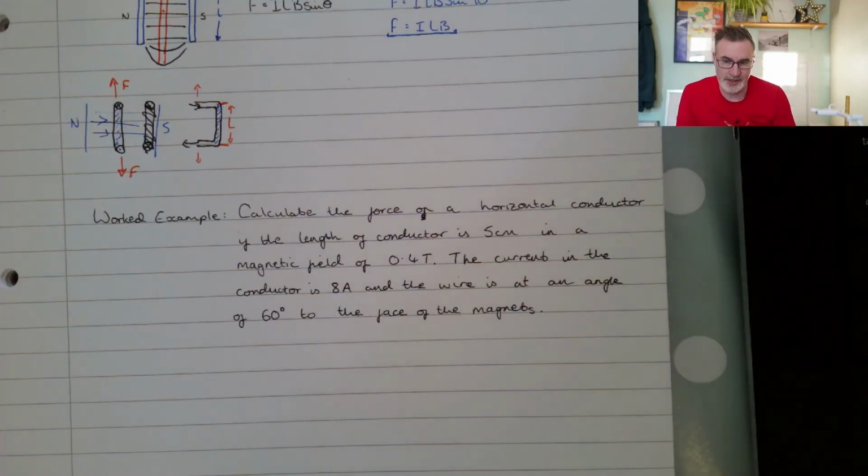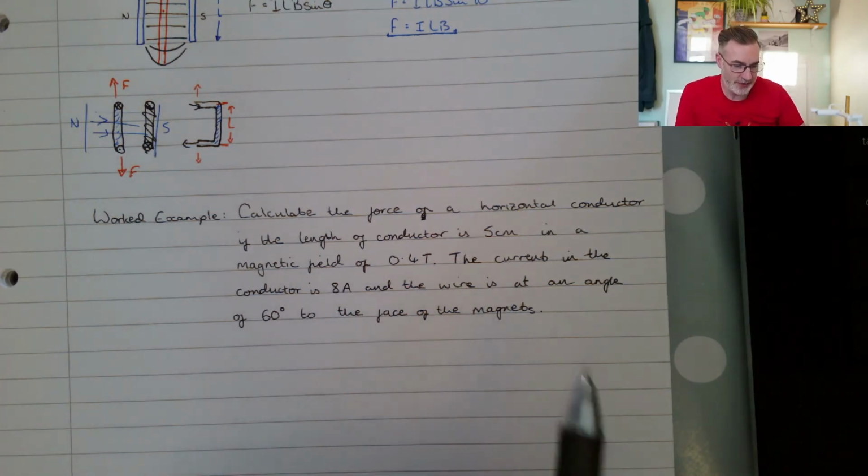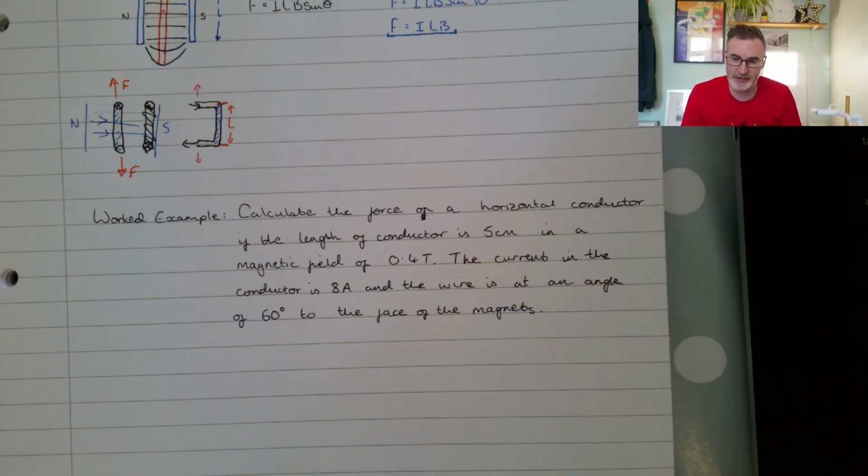Okay, so here we have a worked example, and we'll read this very carefully, and I'll explain further. I can do a diagram. Calculate the force in a horizontal conductor if the length of conductor is 5 centimeters, in a magnetic field of 0.4 teslas, the current in the conductor is 8 amps, and the wire is at an angle of 60 degrees to the face of the magnets. So let's just do a very quick sketch of this.